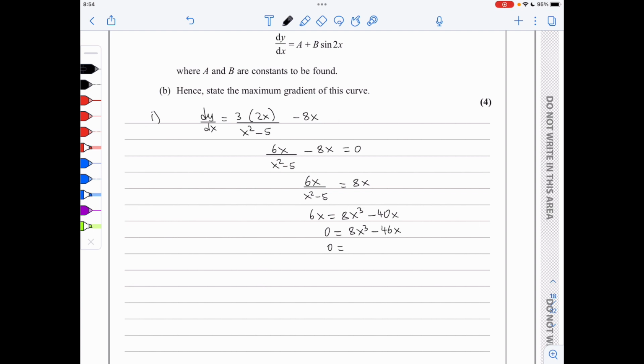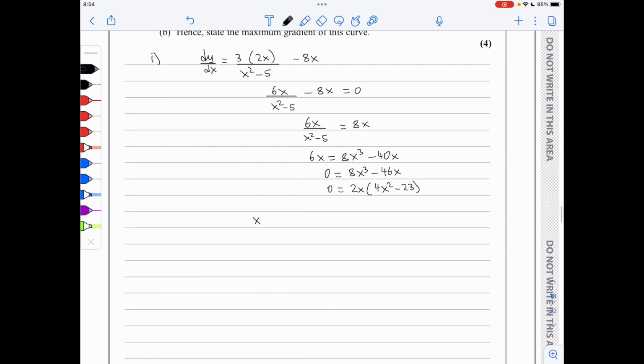I will factor out the 2x, leaving me in the bracket with 4x squared minus 23, which means that either x is 0 or 4x squared is equal to 23, which means that x squared is 23 over 4, and x is plus or minus root of 23 over 4.